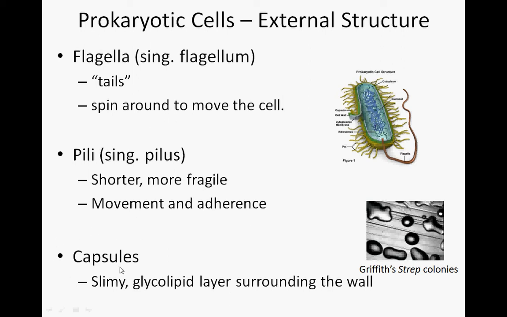The other external structure that I want to talk about are capsules. So this picture we've already seen before. These were Frederick Griffith's strep colonies, and the gooey, snotty S material on the outside, the smooth material, this is actually a capsule. And what it's made of is a big giant layer of complex glycolipids. So that's lipids with carbohydrates coating them, and they entirely surround the cell wall.